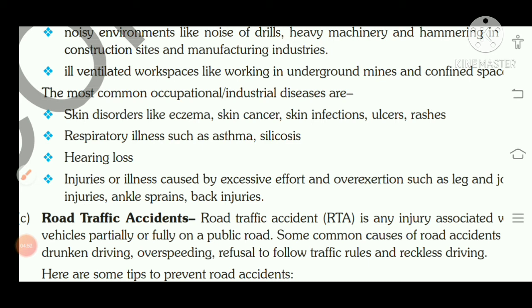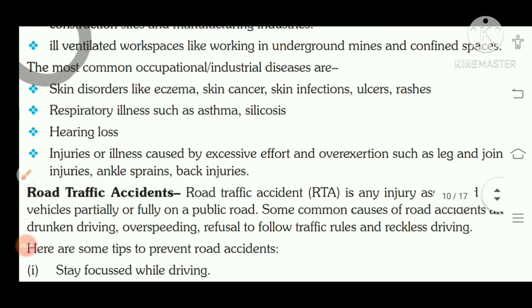Certain respiratory illnesses like asthma and silicosis also happen. Hearing loss: if you are doing a job where a lot of noise is present, hearing loss can happen. Injuries or illness can be caused by excessive effort or overexertion, like leg joint pain injuries and ankle pain. Next is road traffic accident.